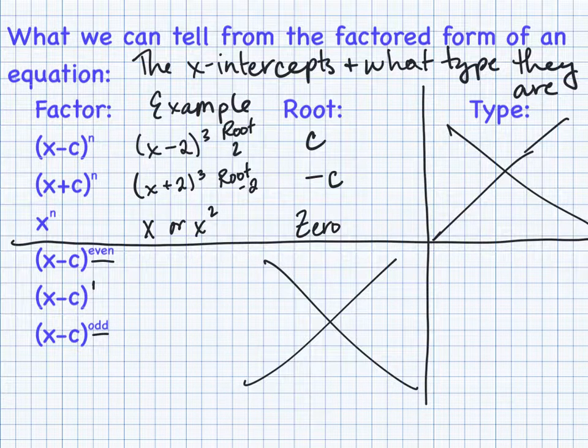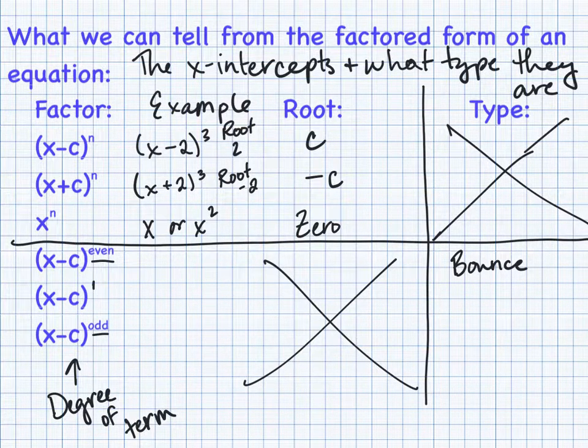If I have an even number degree, those result in bouncing roots. And you can see that on the investigation. Sorry, this is for the degree of the term, not the polynomial. I misspoke. If you have no exponent, that's an exponent of 1, that results in a crossing root. And if it's an odd, not 1, it results in a flat root.